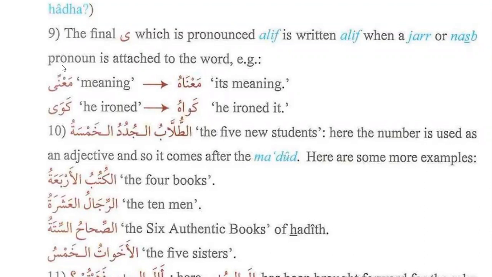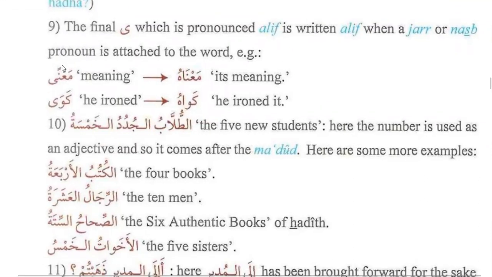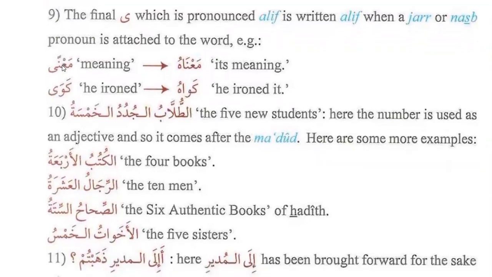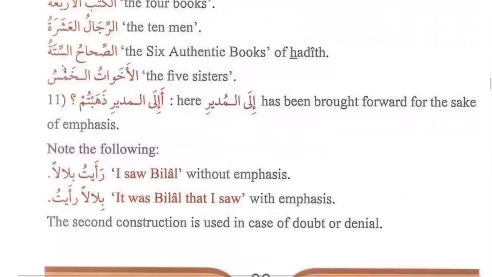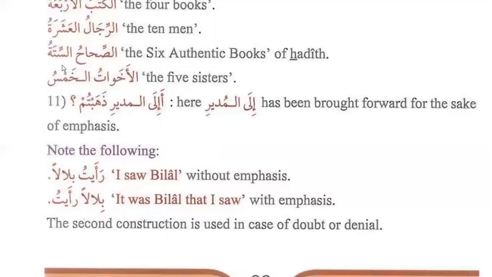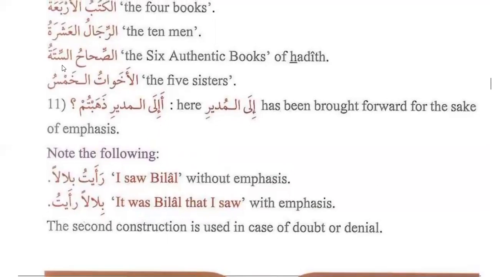Here the number is used as an adjective, and so it comes after the madud. Here are some examples. Al-Kutubul Arba'atu. The 4 books. Al-Rijalul Ashratu. The 10 men. Asihahus Sittatu. The 6 authentic books of hadith. Al-Akwatul Kamsu. The five sisters.